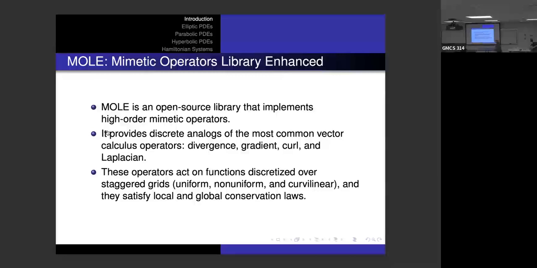Okay. One thing that is important to mention is that these operators are constructed over staggered meshes. Basically, we use uniform, non-uniform, and curvilinear meshes. And we have also demonstrated that they satisfy linear and non-linear conservation rules.